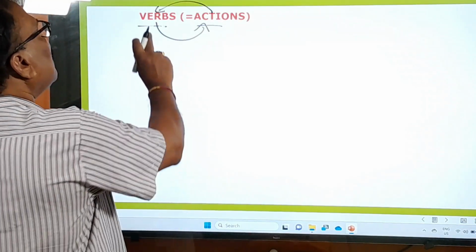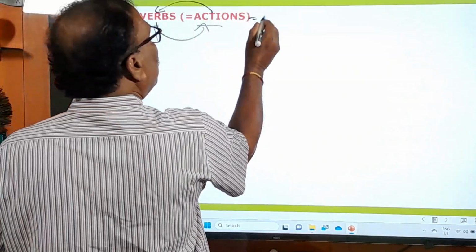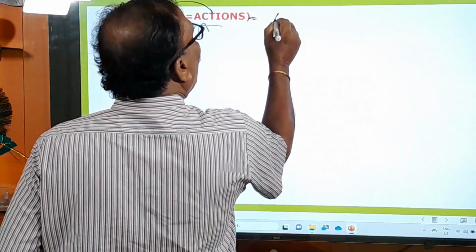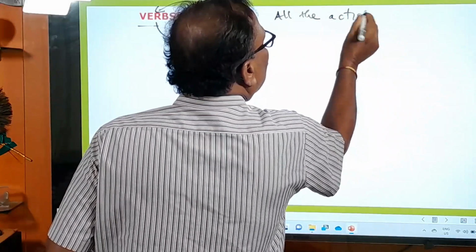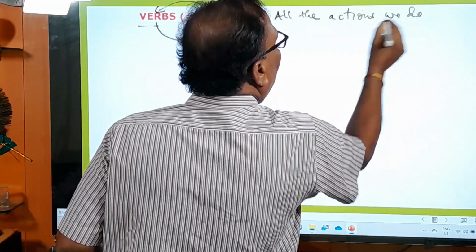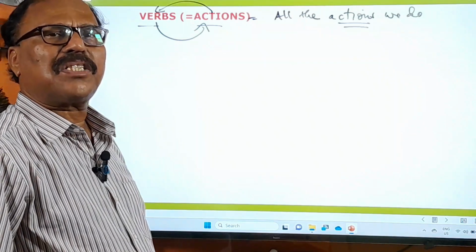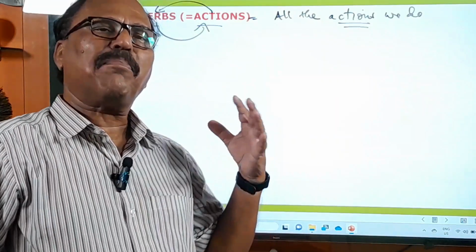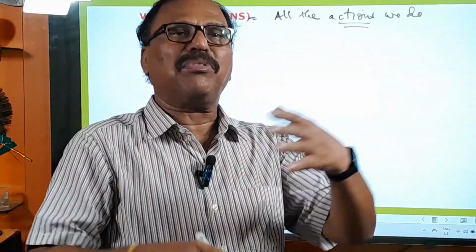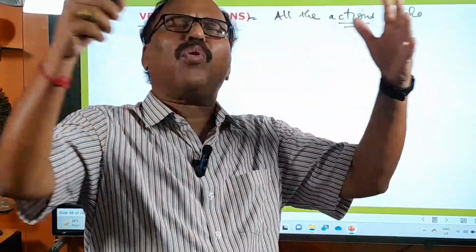Okay, then what are the verbs? You must know the definition for the verbs. What are the verbs? All the actions. Let me give you the definition here. All the actions we do, they are called verbs. What actions do we do? We do so many actions from the morning till we go to bed. We eat, we drink, we sleep, we walk, we run, we jump, we talk. We do so many actions.